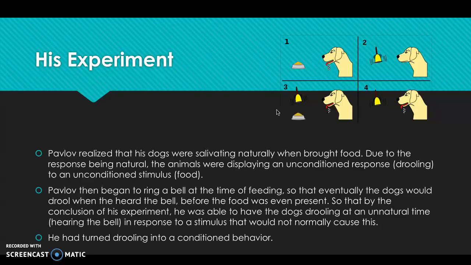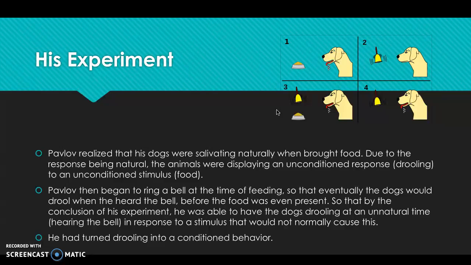So obviously we've talked about this before, but his experiment was with dogs. Pavlov realized that his dogs salivated naturally when they were brought food. Due to the response being natural, the animals were displaying an unconditioned response, which was drooling, to an unconditioned stimulus, which was food. Just like the picture shows up at the top.